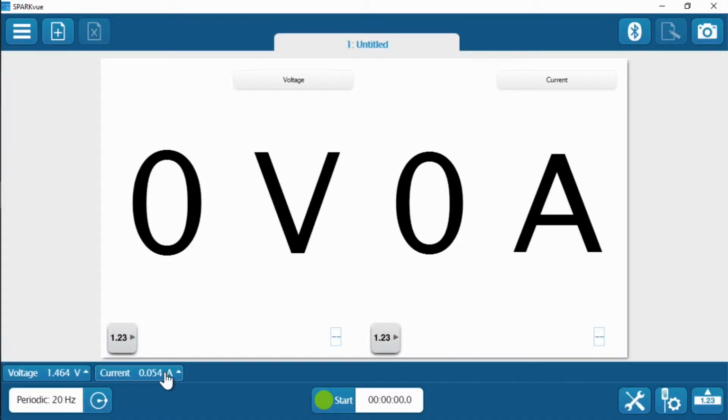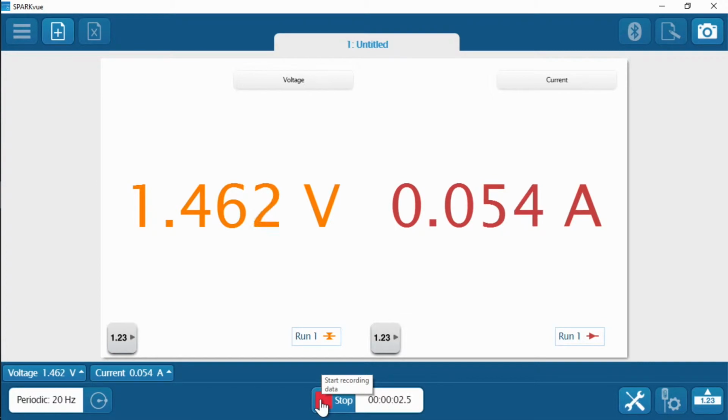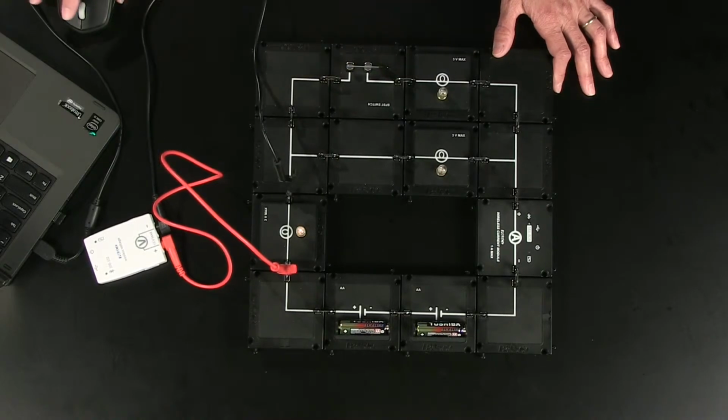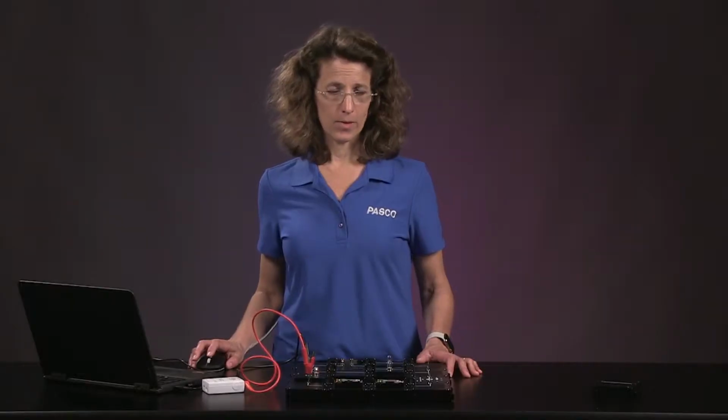Each group will open the experiment file, 17F, Compound Circuits, in SparkView, and then connect their current and voltage sensors using Bluetooth. We click to start recording data and record our voltage and the current with the switch open, and then we close the switch and record our current and voltage again. The power can be calculated from the voltage and current using power is equal to the current times the voltage. From our numbers, we can confirm that the power is greater through bulb 1 with the switch closed.